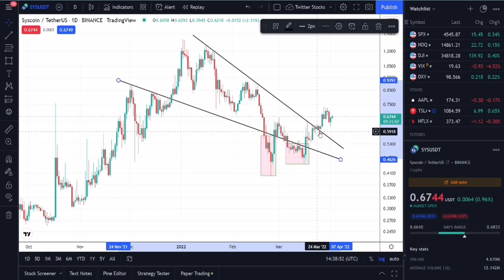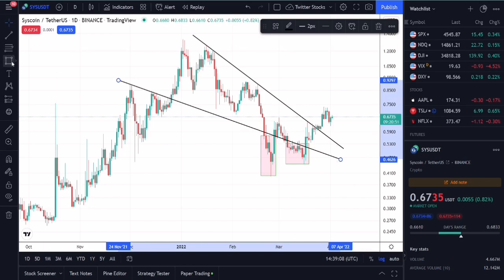Now why I say confirmation is, no setup, whether it's a cup and handle, a wedge, or anything else, none of those setups get validated until we have a breakout and a close above the setup. So as of now, we have a valid breakout above this wedge.